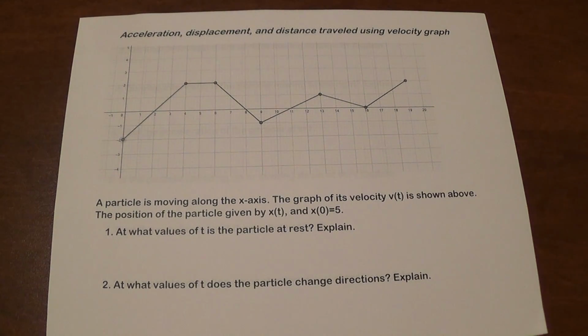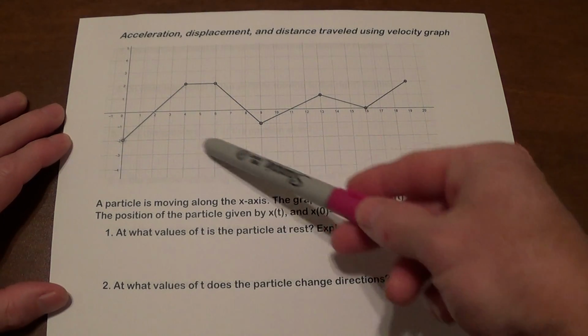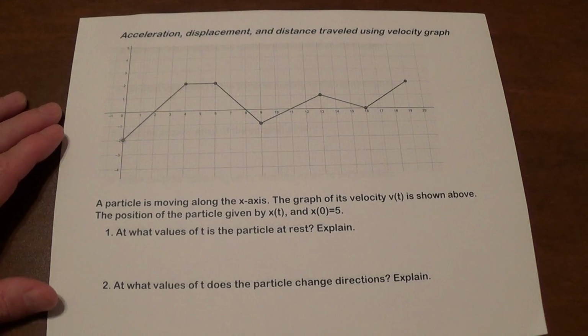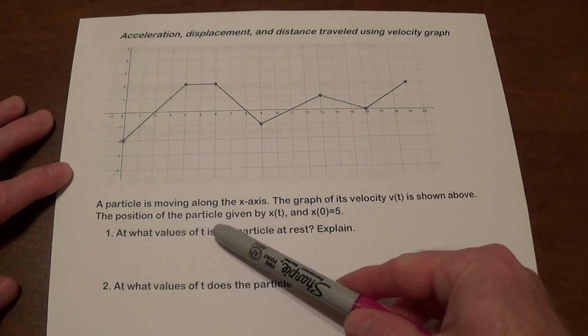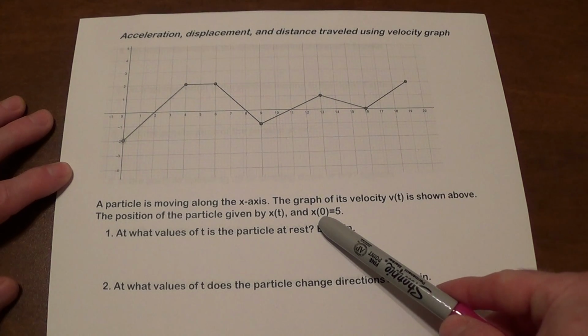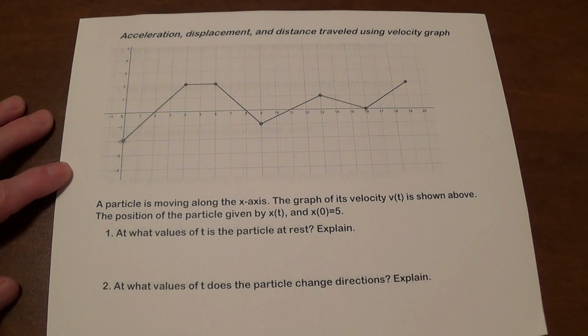Hi, in this video we're going to talk about how to use a velocity graph to work with acceleration, displacement and distance traveled of a particular particle or some other object. So we have this graph that represents the velocity of that particle that's moving along the x-axis. We know that the position of the particle at t equals 0 is going to be 5.